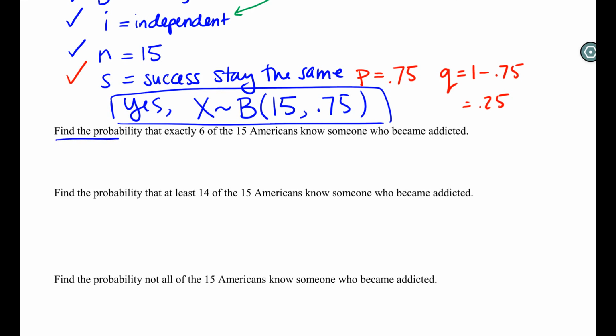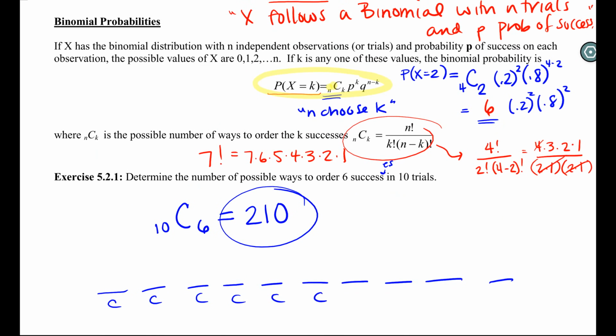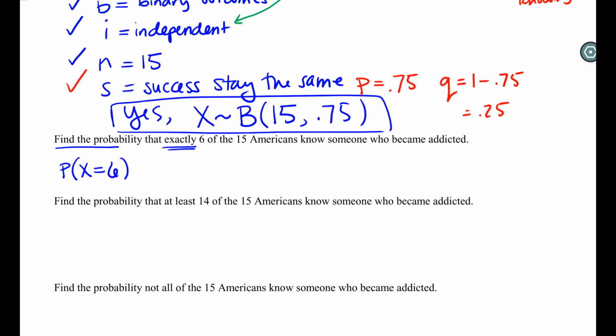First question says, let's find the probability that exactly 6 of the 15 Americans know somebody who's become addicted. So we're saying the probability that our count of successes is exactly 6. This is exactly like the formula on the last page. I can go ahead and grab that formula, which was right here. You guys can go back and look at it, and say, okay, let me translate everything I have. I'll just rewrite the formula as it is, and then we'll replace each of the pieces. N choose K, P to the K, Q to the N minus K.